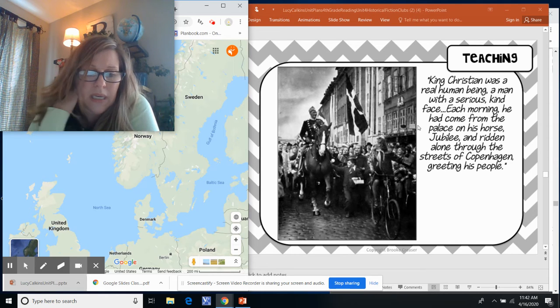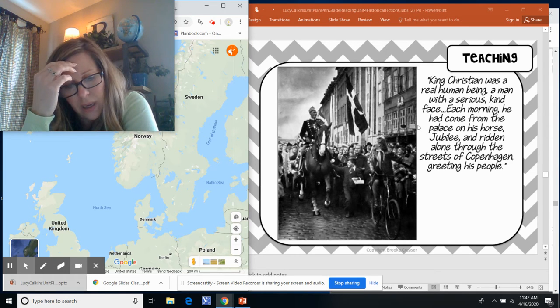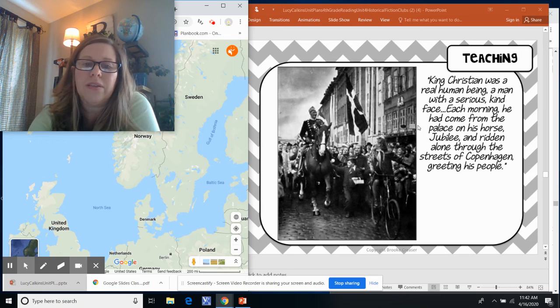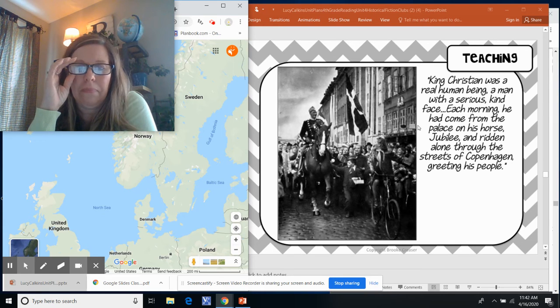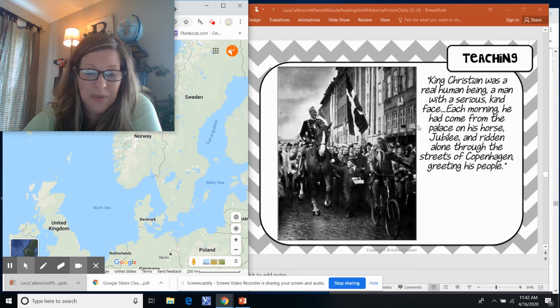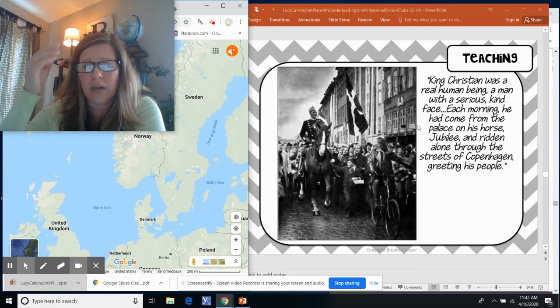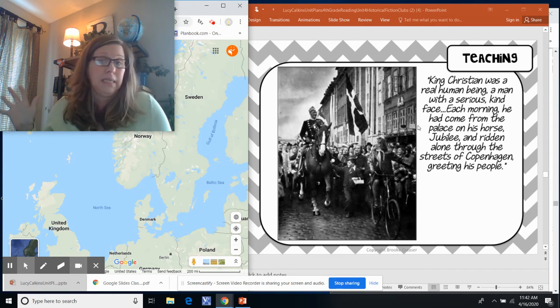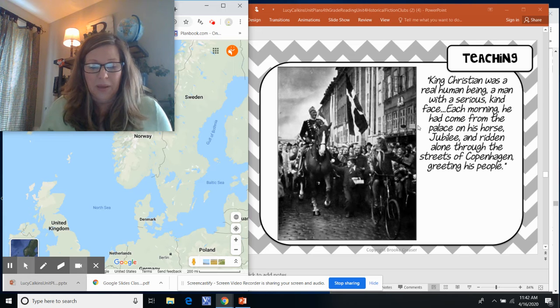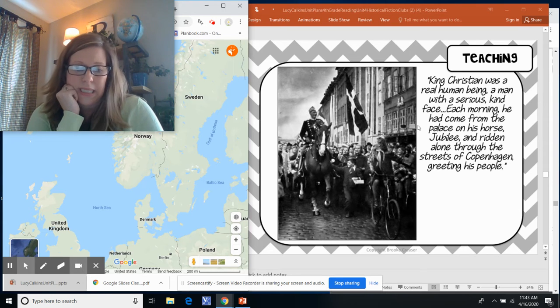So when you picture the king, before you saw this picture, what did you see? What did you picture the king to be? I pictured that he had a crown on and maybe a big cape, kind of like a superhero, like he was a big deal. This photograph was actually taken in 1940. Okay.